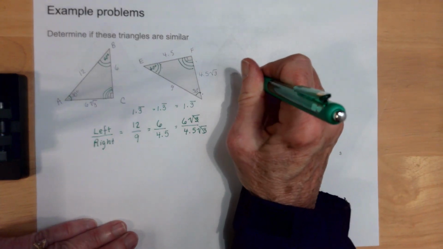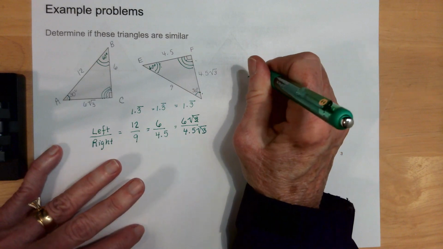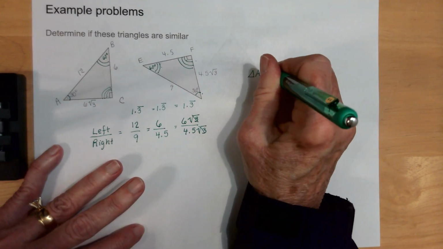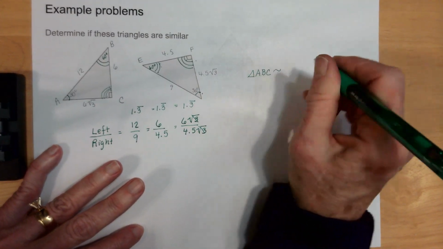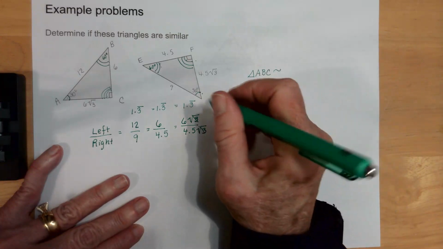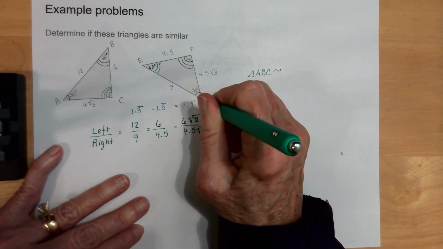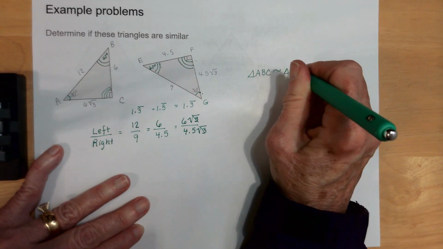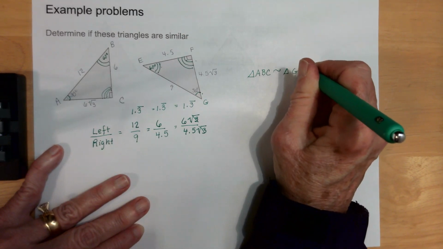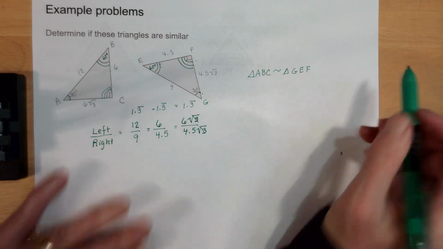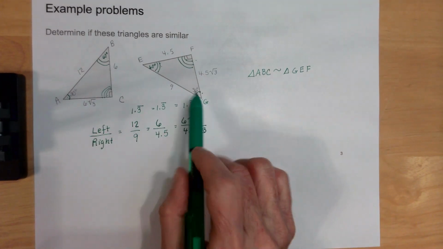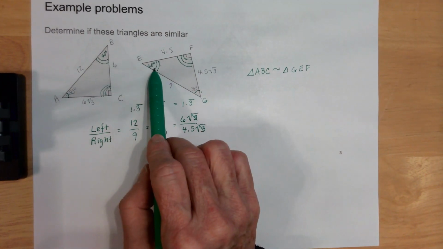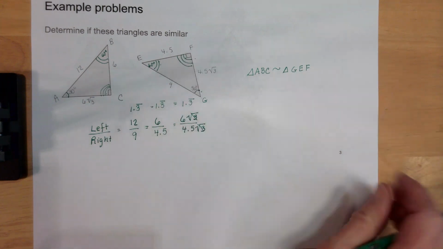And when I would write the similarity statement, I would say ABC is similar to, I don't think I put that, let's put a G here. So it's similar to GEF, because A is with G, B is with E, and C is with F.